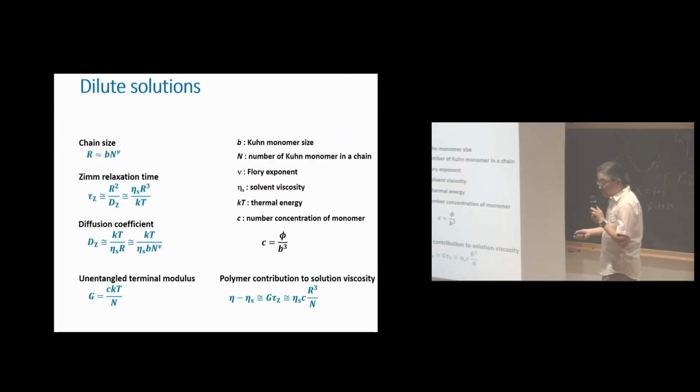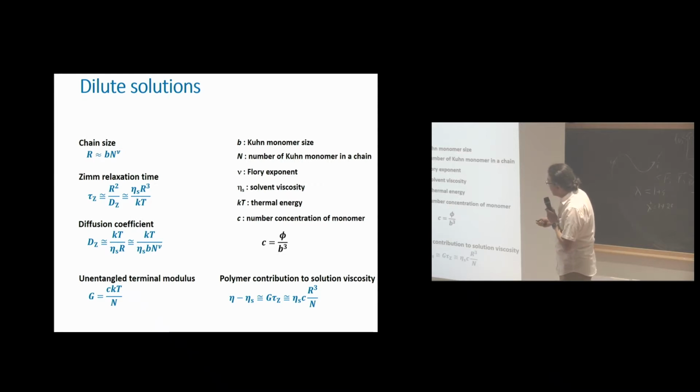For dilute solutions, Professor Colby has shown many things, so I just take the same equations as a reminder. The chain size R is the product of the Kuhn monomer size b and N, the number of Kuhn monomers in a chain, to the exponent nu, the Flory exponent. The Zimm relaxation time is introduced, which is the diffusion of the chain at the length scale of its own size. The Zimm diffusion coefficient from the Einstein relation is a function of R and the solvent viscosity eta_S. It contains N, but in the end you can use only R. The Zimm relaxation time is proportional to R cubed.